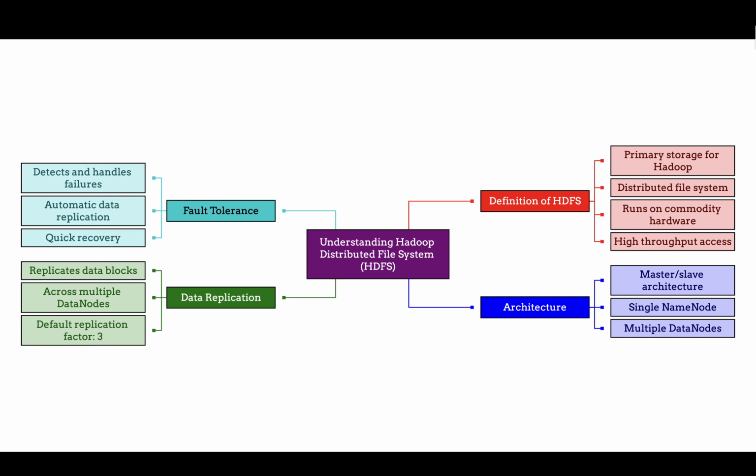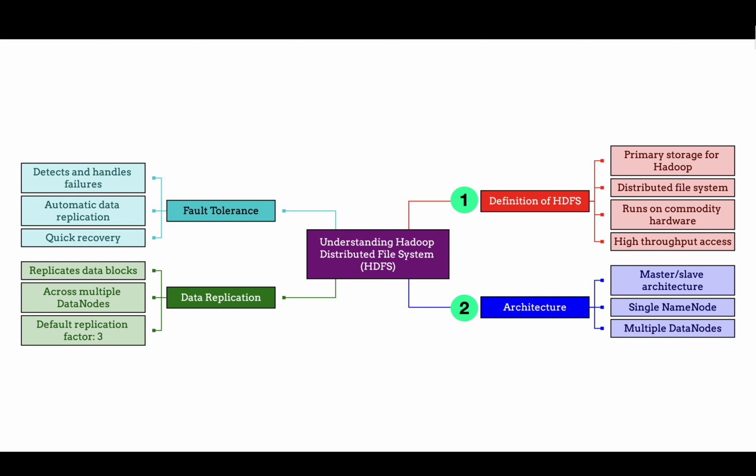Understanding Hadoop Distributed File System, HDFS. 1. Definition of HDFS. HDFS is the primary storage system used by Hadoop applications. It is a distributed file system designed to run on commodity hardware and provides high-throughput access to application data.